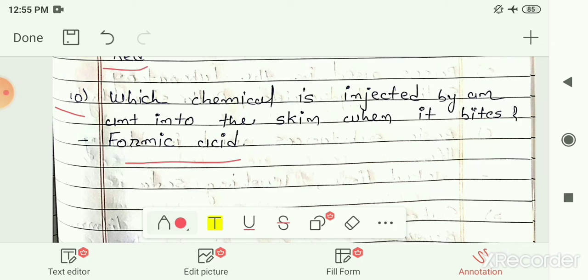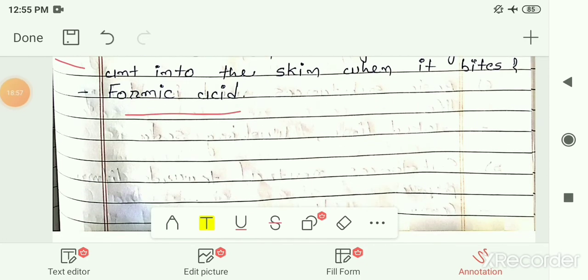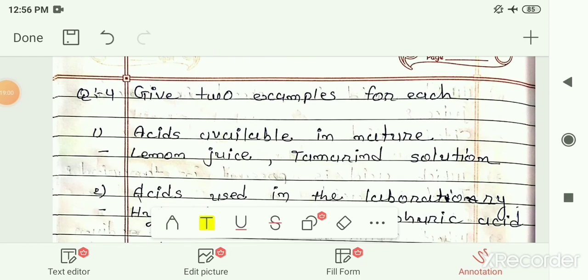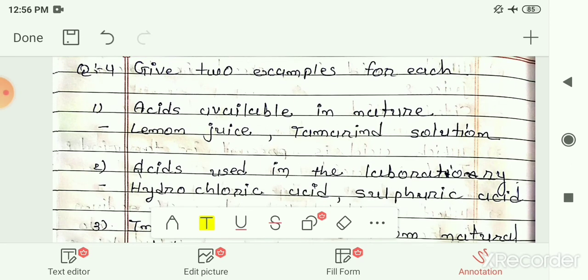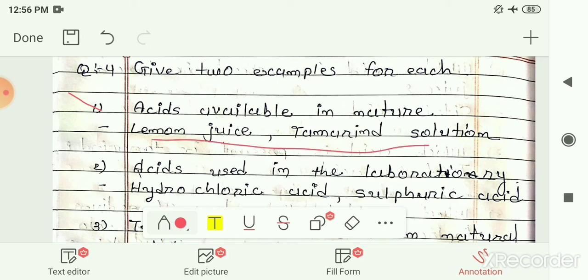So here our question 3, give only answer for the following questions, gets over. Next question is question number 4. Give 2 examples for each. Or this can be asked as name the following. For the following you have to give 2 examples. In that first one is natural acids, examples of acids available in nature. So here I wrote lemon juice and turmeric solution. These are natural acids, available in nature.